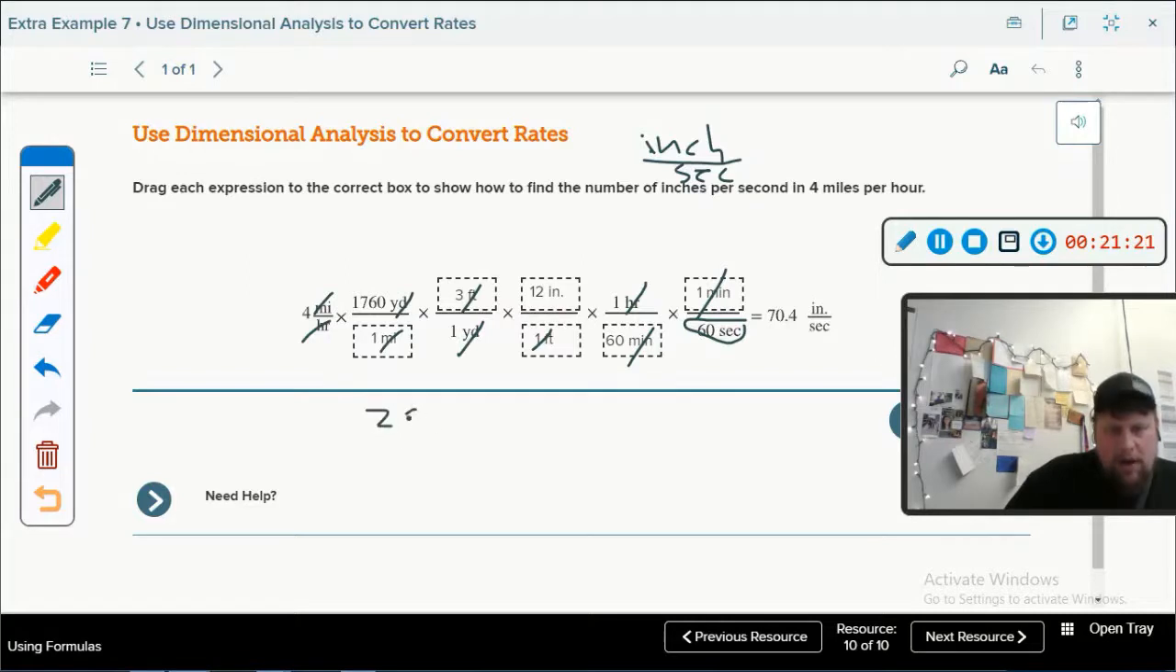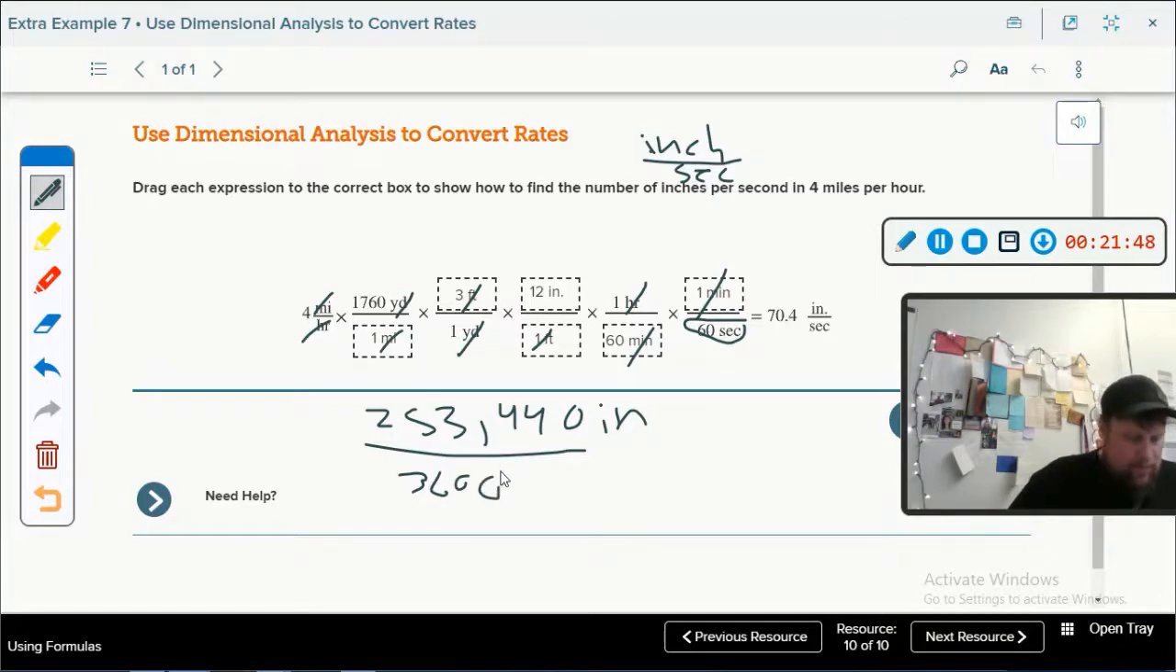I'm going to get 253,440. And all divided by, oh, and what am I getting? Inches. So that's how many inches are in 4 miles. That's a lot. But what do I need to divide it by? I need to divide it by 60 times 60, which is 3,600 seconds. And when you do that, what do you get? 70.4 inches per second. It works.